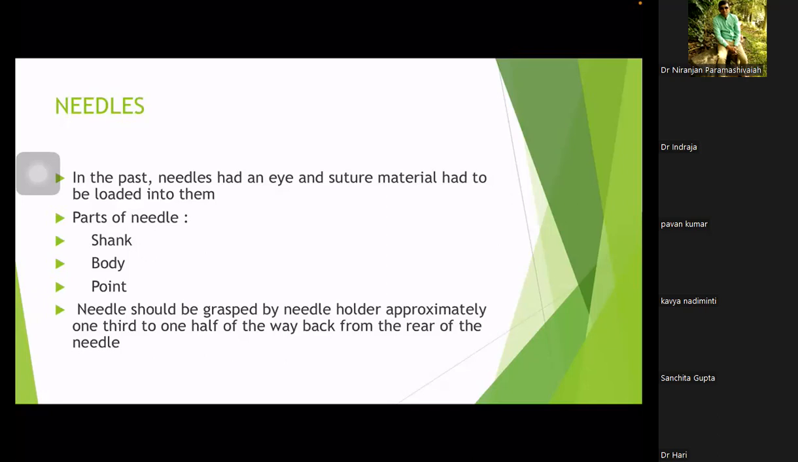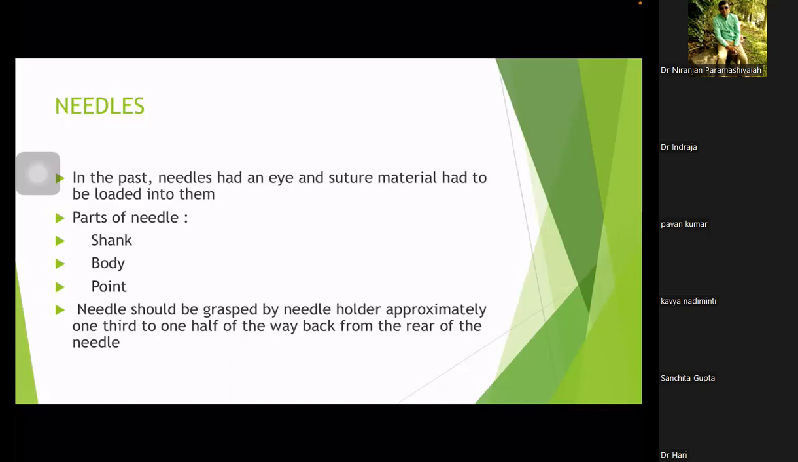Sir, VICRYL's absorbability is only 60 to 90 days, and it has less tensile strength compared to PDS. PDS has around 180 days, and it needs more duration for its closure, sir. So we prefer PDS over VICRYL.